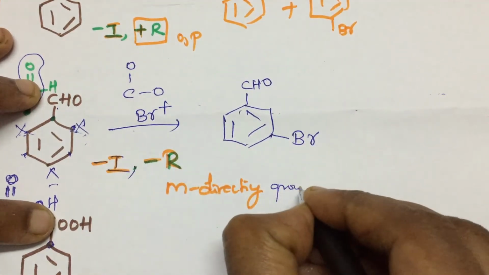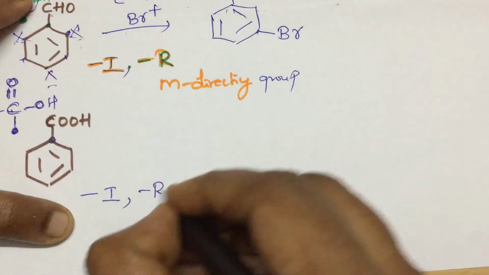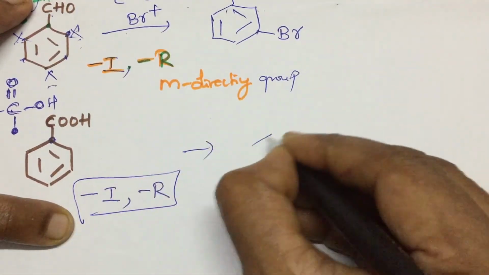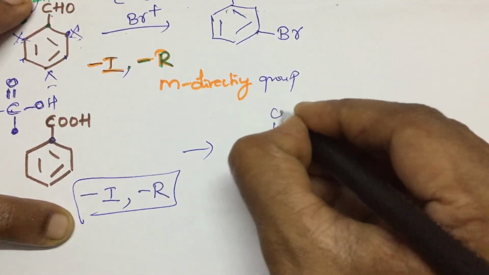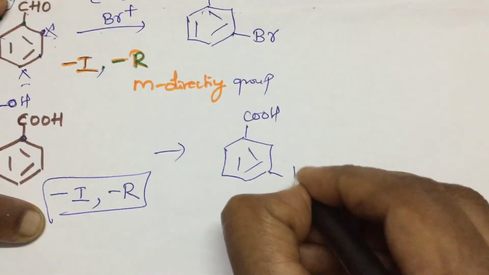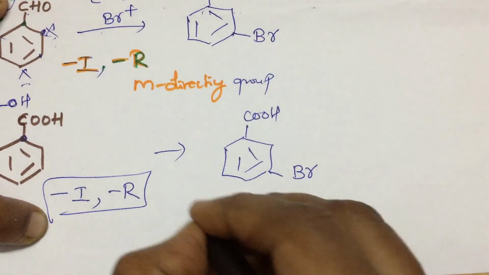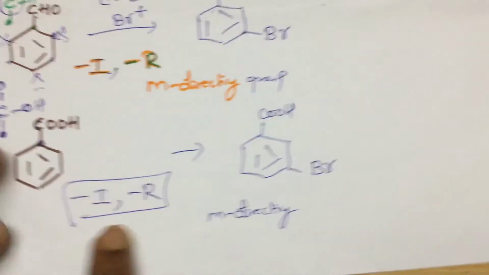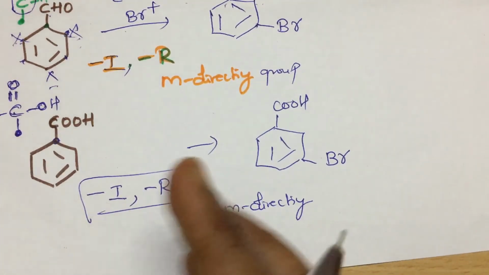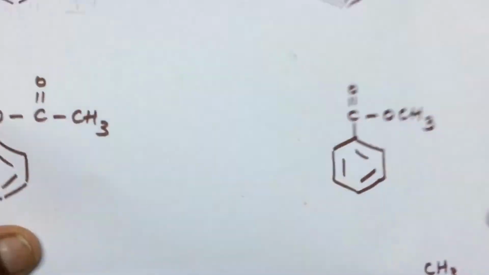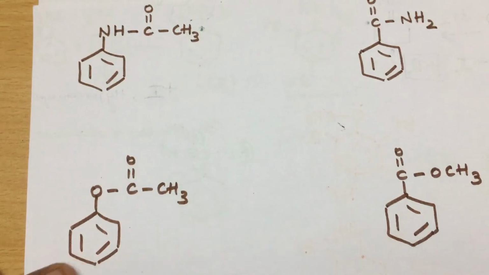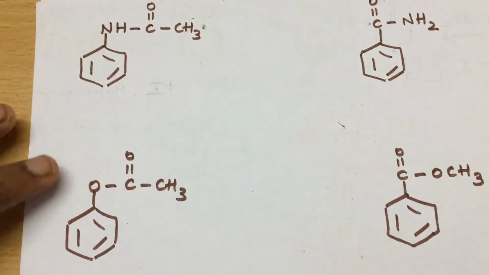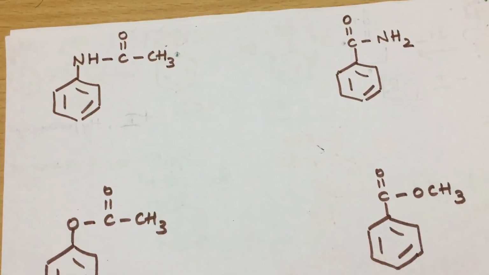So it is a meta directing group. So here, the acid group, both are electron withdrawing. So here also you will get the meta product. Okay, so this is a meta directing group. So this is how you have to find it. See, both are negative signs. If they are opposite signs, you have to give importance to the resonance. So that is going to dominate. So this is a very crucial part. This is very, very important, students, which I am going to discuss now.